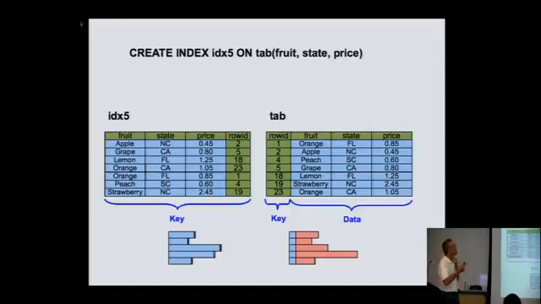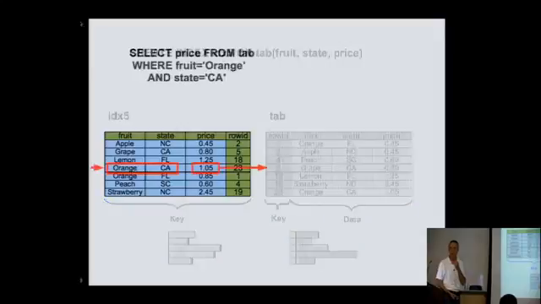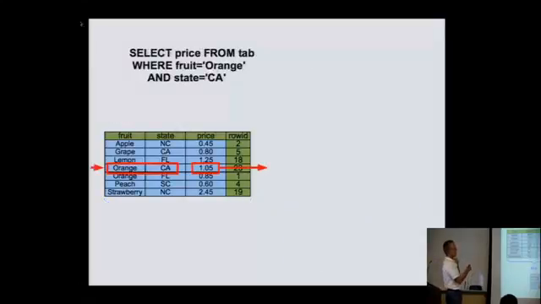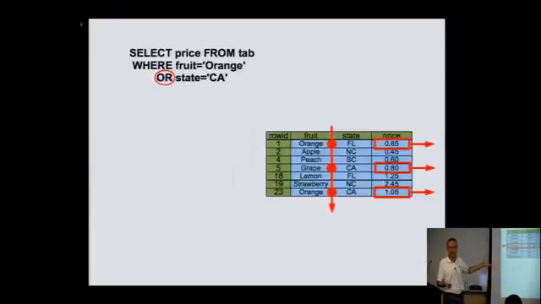You could do even better than this, though, if you built an index that contains all the columns in there. The fruit, the state, and the price. And then when you do select price from table where fruit is orange, you could do a binary search to find the first entry where it says orange California, and the price is already there in the index. And you just read it straight out of the index. You don't even have to look at the original table. This is called a covering index.